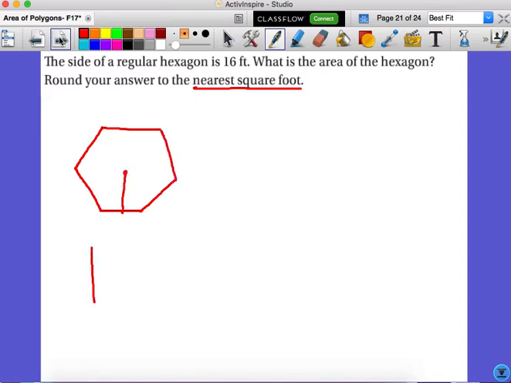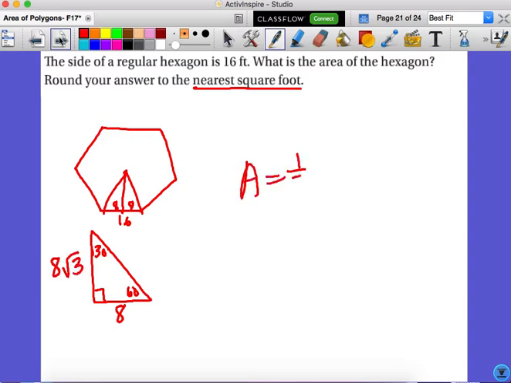So I already know, because I've already done this, that I've got 30, 90, and 60 here. But I'm going to label the info I know. I know that we've got 16 for the side, so that's going to split into 8 and 8. So my shorter leg is 8. That's going to tell me my longer leg is 8 square roots of 3.